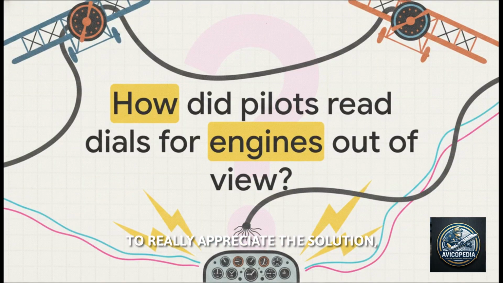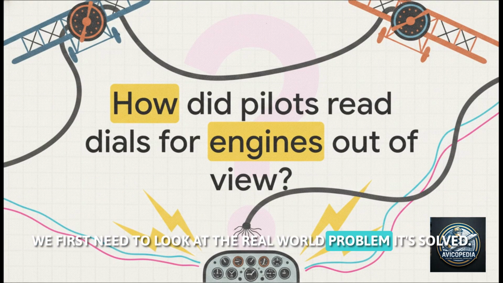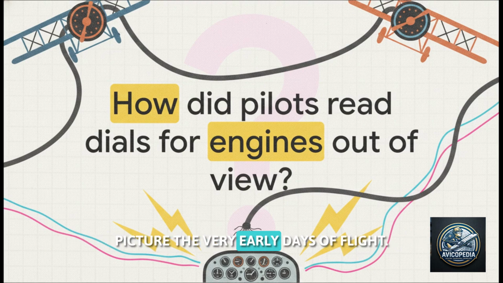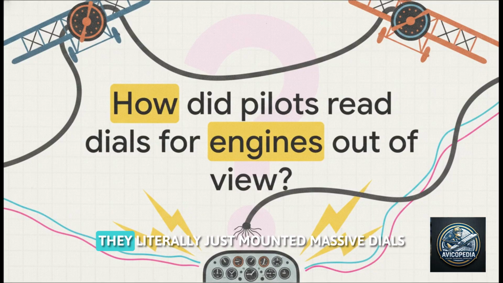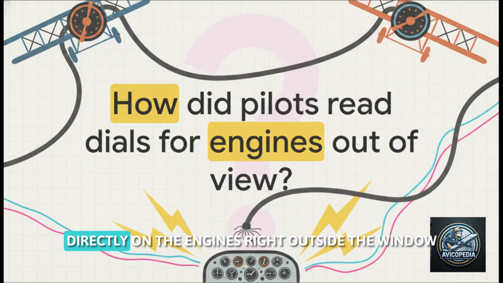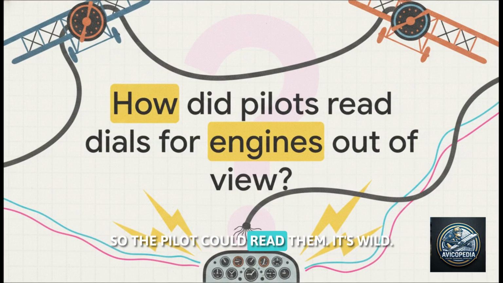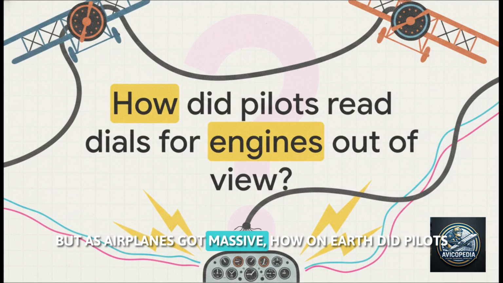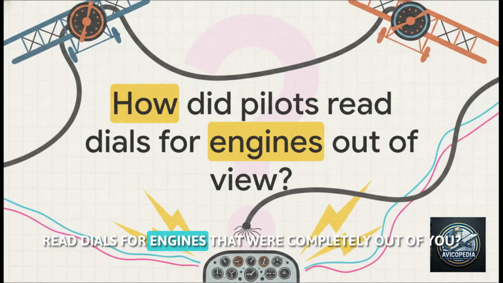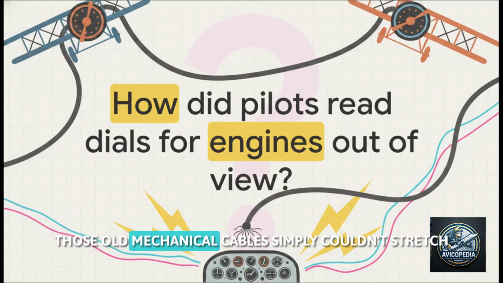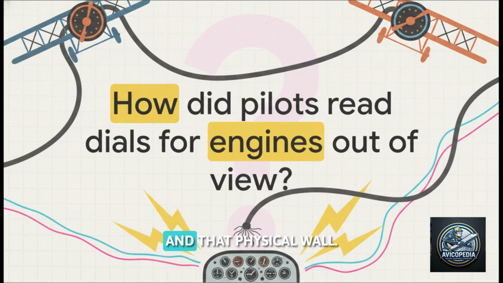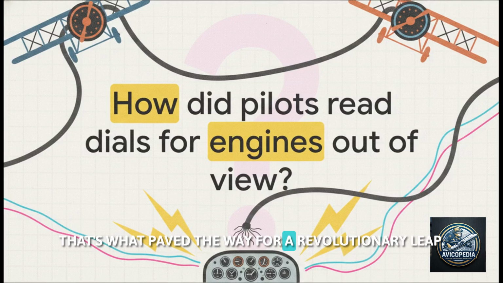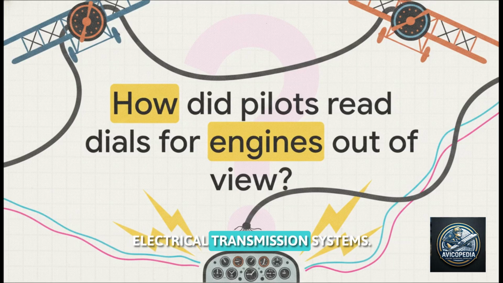To really appreciate the solution, we first need to look at the real-world problem it solved. Picture the very early days of flight. You had twin-engine aircraft where physical, mechanical cables connected the engine to a dial. Honestly, in some early planes, they literally just mounted massive dials directly on the engines right outside the window so the pilot could read them. It's wild. But as airplanes got massive, how on earth did pilots read dials for engines that were completely out of view? Those old mechanical cables simply couldn't stretch far enough without massive friction or just snapping altogether. And that physical wall, that's what paved the way for a revolutionary leap: electrical transmission systems.